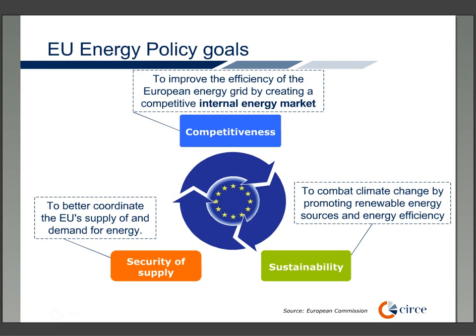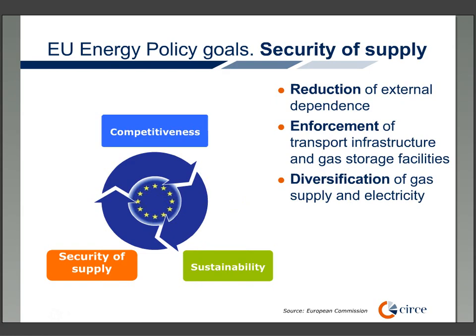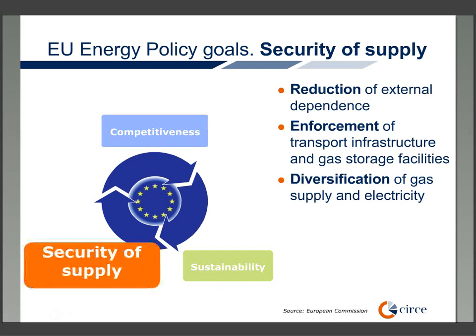Let's see a bit more in detail the three pillars. First of all, security of supply. Previous figures have shown the importance of imports of some fuels. Blackouts in both the European Union and the United States have highlighted the need to define clear operational standards for transmission networks and for correct maintenance and development of the network. The concept of security of supply encompasses reduction of external dependence, enforcement of transport infrastructure and gas storage facilities, and the diversification of supply of gas and electricity. A diversified supply structure puts the system in a better position to face threats of energy disruption.